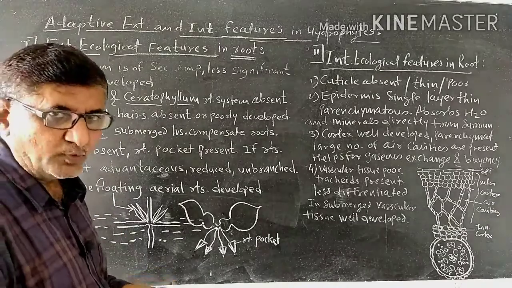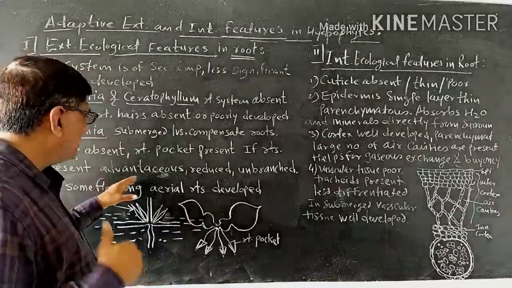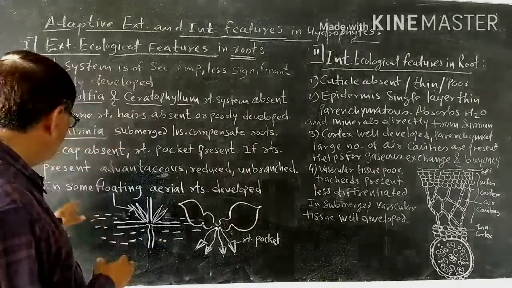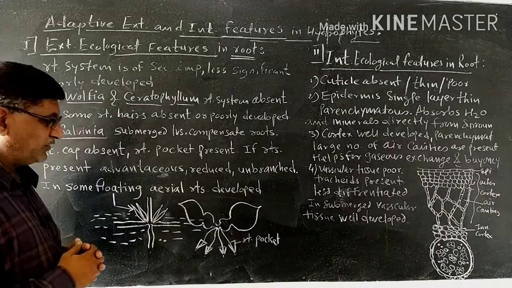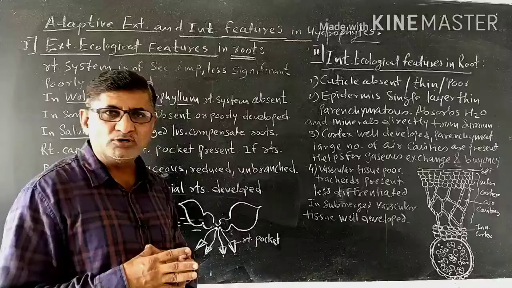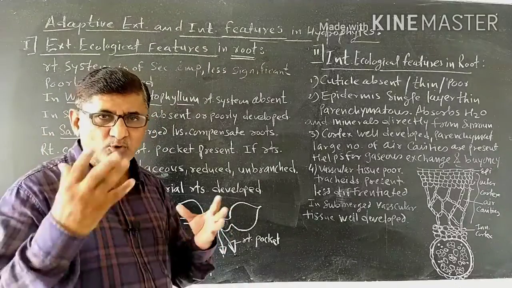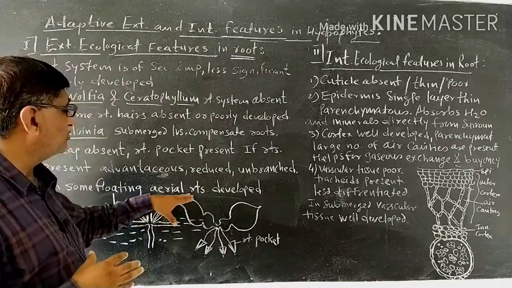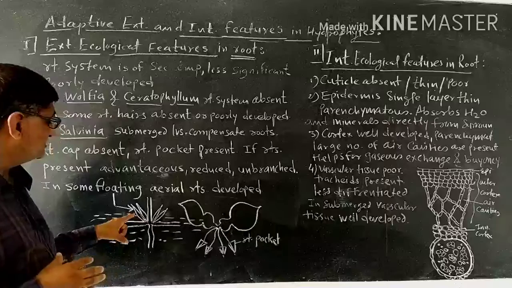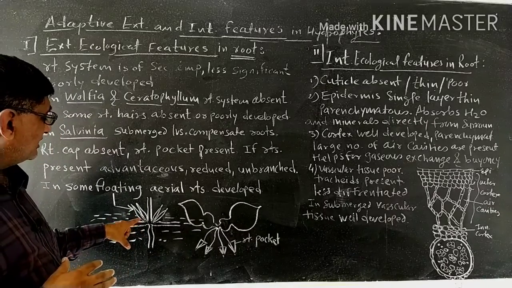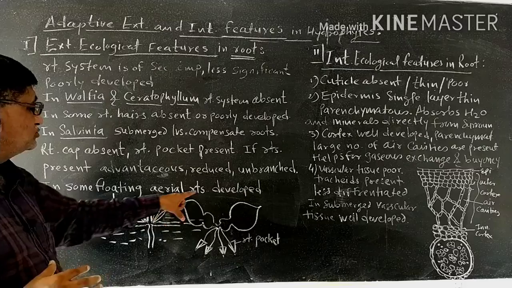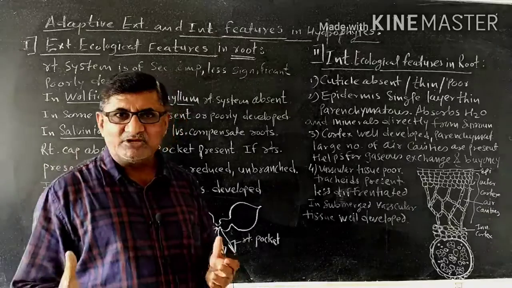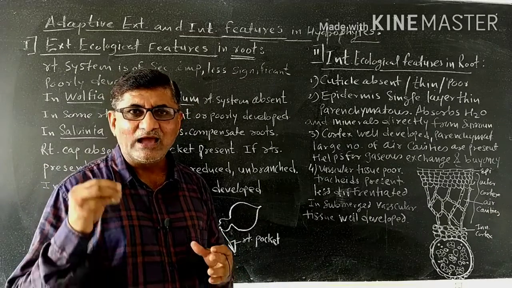If roots are present in hydrophytes, they may be adventitious, reduced and unbranched in nature. In some floating hydrophytes, another kind of roots is developed for the exchange of gases or for respiration, not for absorption, and these roots are called aerial roots. You can see this is a figure of one of the hydrophytes. Above the water surface these aerial roots are developed. So these are some external adaptations that occur in hydrophytes.